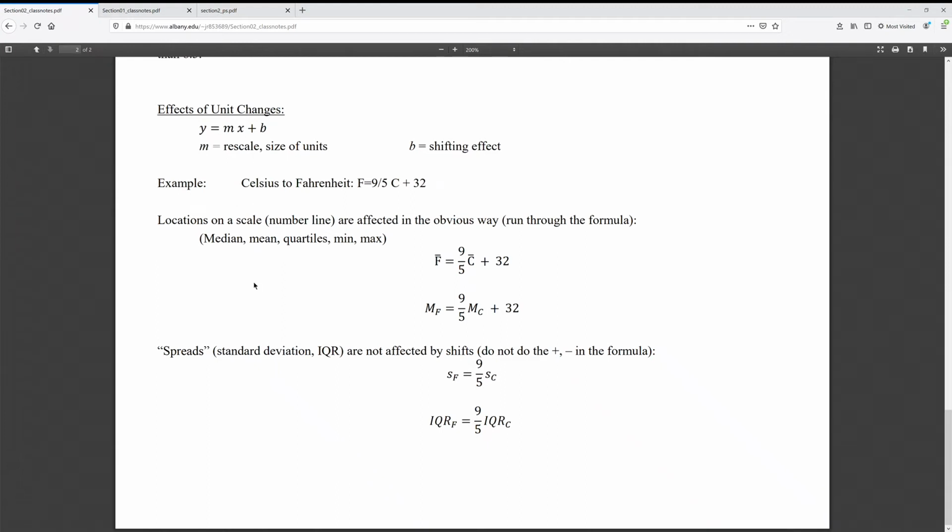Okay, section 2, part D, or part 4. The final thing I want to talk about, as I alluded to at the end of the last video, is the effects of unit changes.